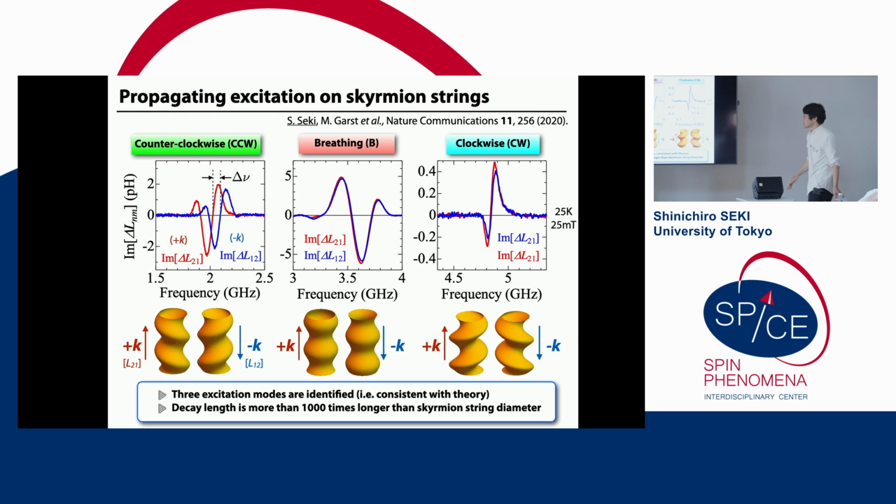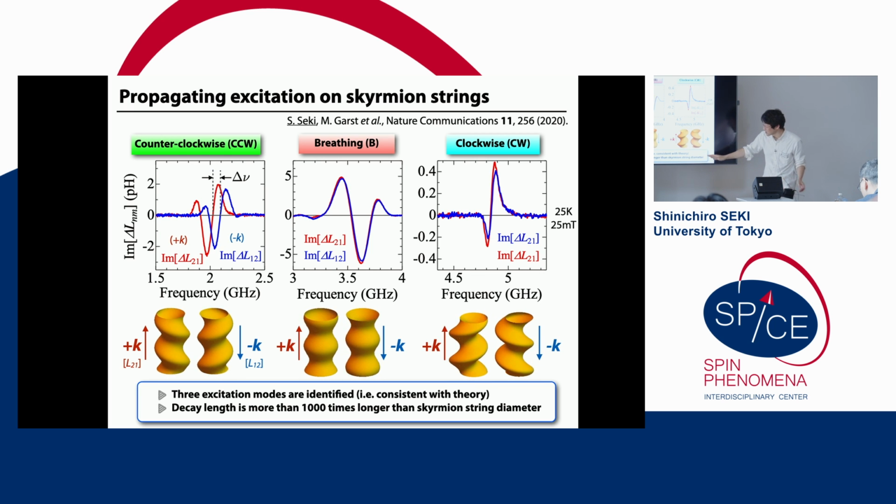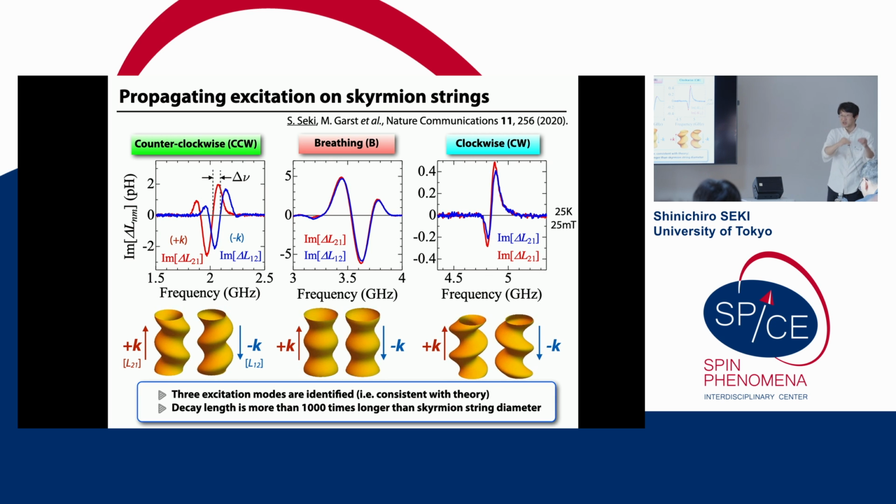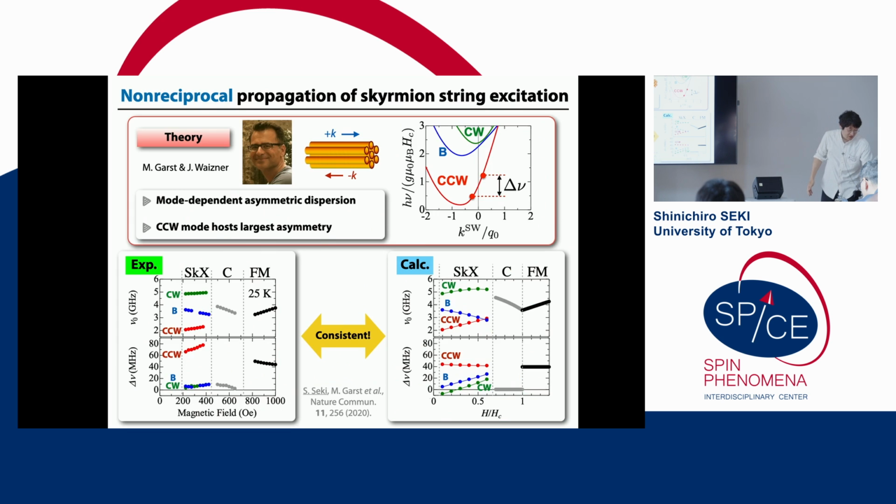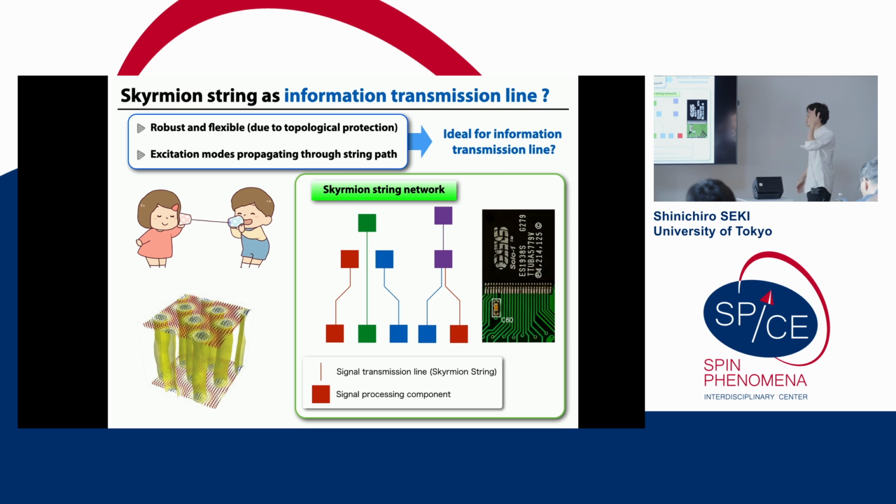Another important piece of information about this skyrmion string excitation is that by analyzing this data, we can estimate the decay length of this propagation mode. And actually, we can confirm that its decay length is more than 1,000 times longer than the skyrmion string diameter. So this oscillation mode can propagate over a very long distance. And such a feature implies that maybe skyrmion strings can be utilized as an information transmission line.